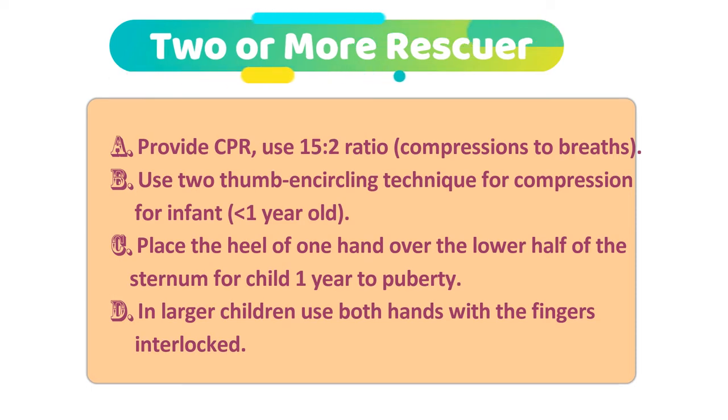If there are 2 rescuers available, rescuer 1 should assess the child and provide CPR if necessary, while rescuer 2 activates EMS and brings the AED. For CPR, use 15:2 ratio, compressions to breaths. Remember to use 2 thumb encircling technique for compression for infant less than 1 year old, while for child 1 year to puberty, place the heel of one hand over the lower half of the sternum. In larger children, use both hands with the fingers interlocked.